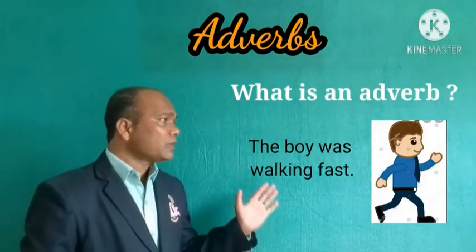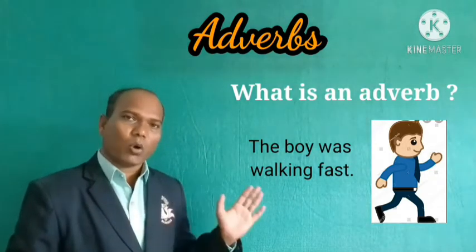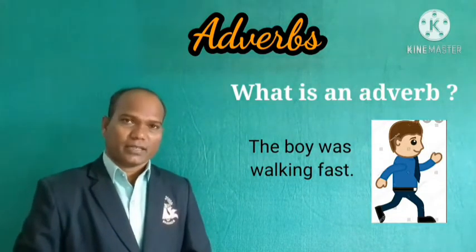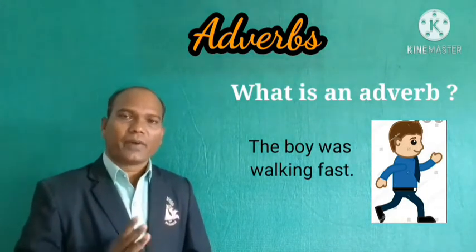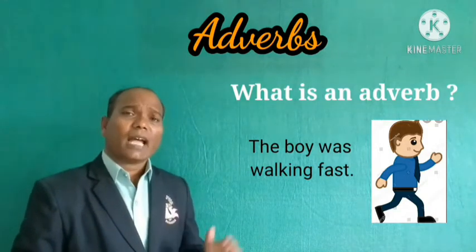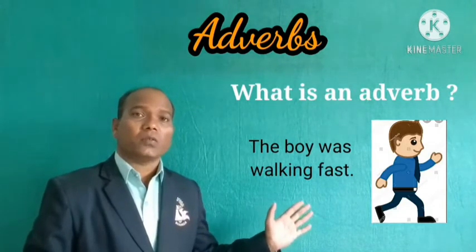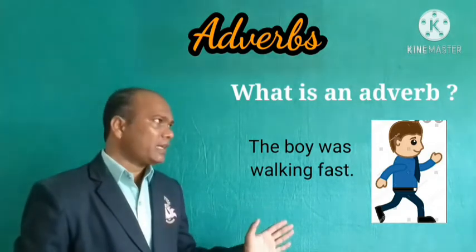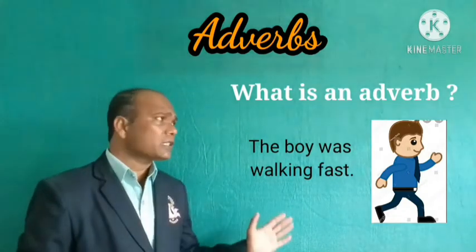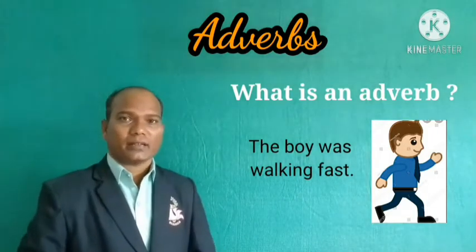First, the boy was walking fast. The boy was walking fast. In this example, walking is a verb. Fast, it is an adverb because it adds something to the meaning of the verb walking. That's why fast, it is an adverb. It also modifies the meaning of the verb walking.